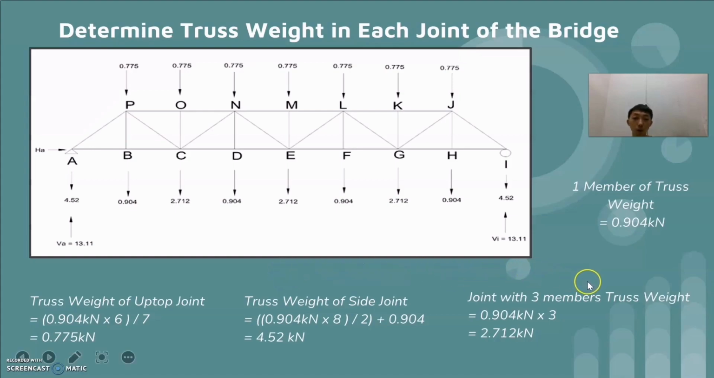For the joints with 3 members of truss weight, like joint C, joint E and joint G, it's very simple. It's equal to 0.904 kN times 3, and we get the answer 2.712 kN.